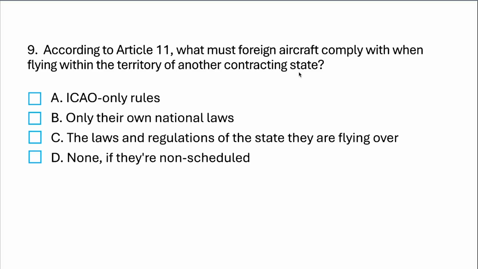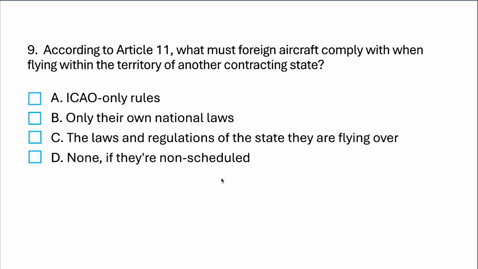Question number 9. According to Article 11, what must foreign aircraft comply with when flying within the territory of another contracting state? So an aircraft is flying over another contracting state. What are the rules applicable to that aircraft? What should it follow? Option A, ICAO rules only. Option B, only their own national laws. Option C, the laws and regulations of the state they are flying over. Option D, none if they are non-scheduled.